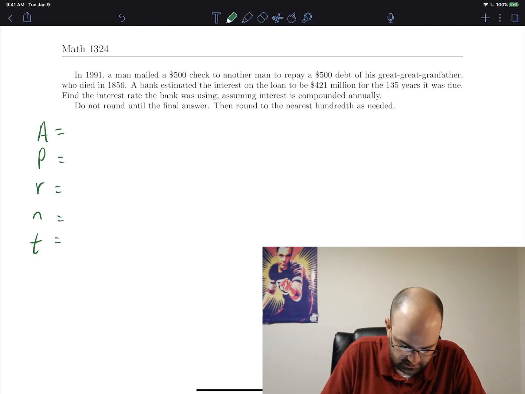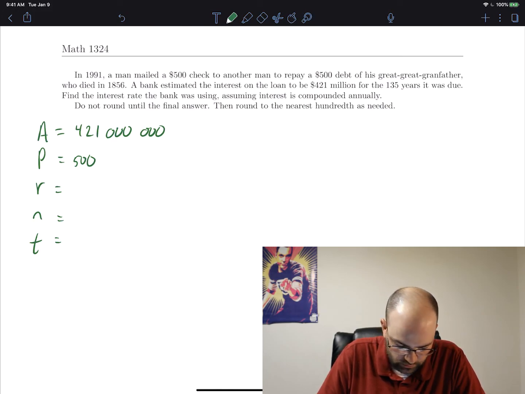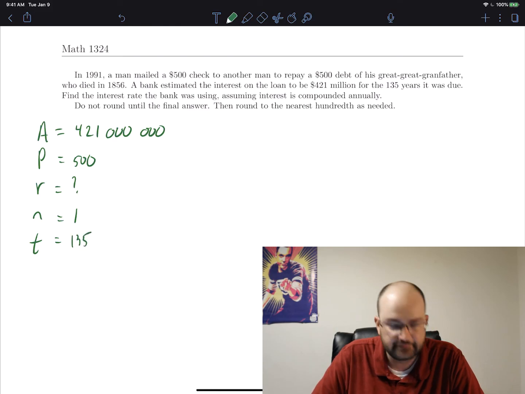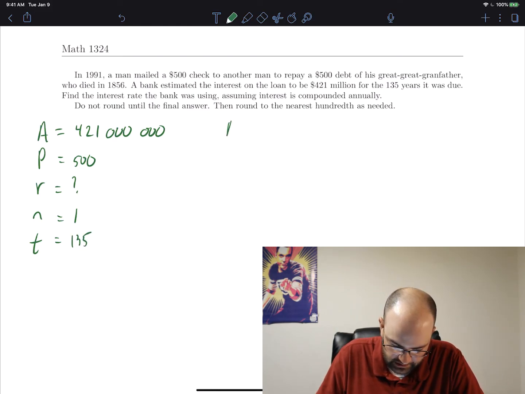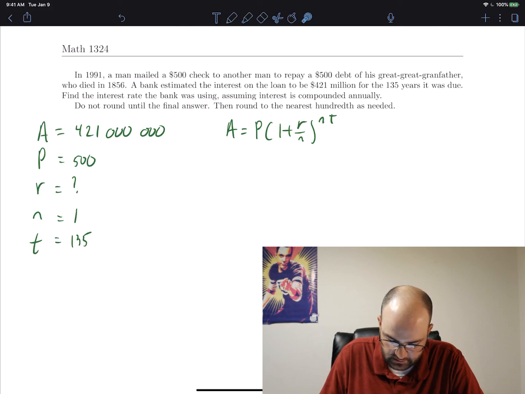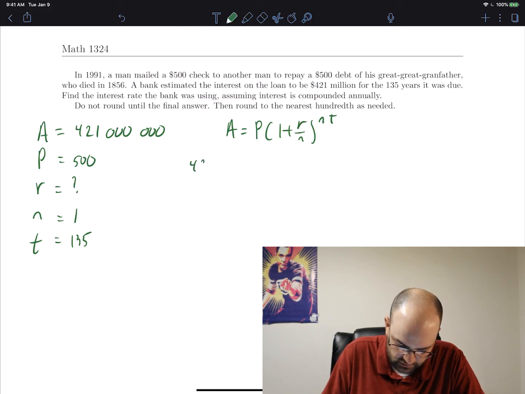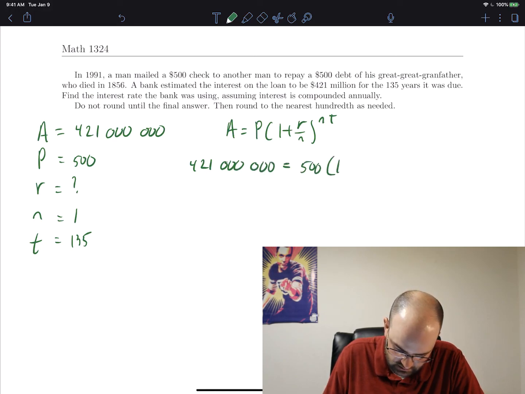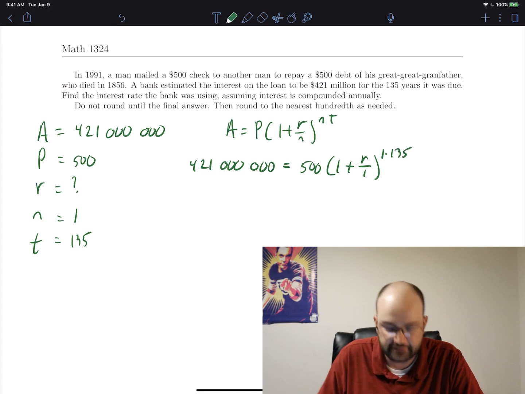A here in this question is 421 million. P is 500. R we don't know. N is 1 because it's assuming compounded annually. And T is 135. So if we want to figure out the R in this case, just plug everything in. So we have 421 million is equal to 500 times 1 plus R over 1 to the 1 times 135. Good.